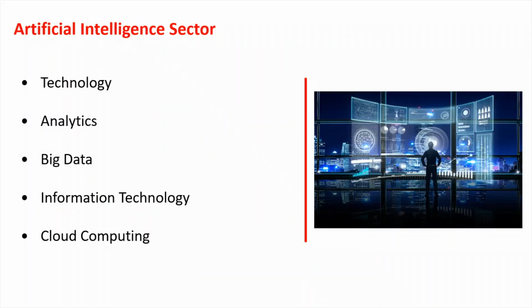So to create the database, I'm starting off with keywords, and the first one is artificial intelligence. I will also add technology, analytics, big data, information technology, and cloud computing. And that is how I will round out a database for the artificial intelligence or machine learning sector.